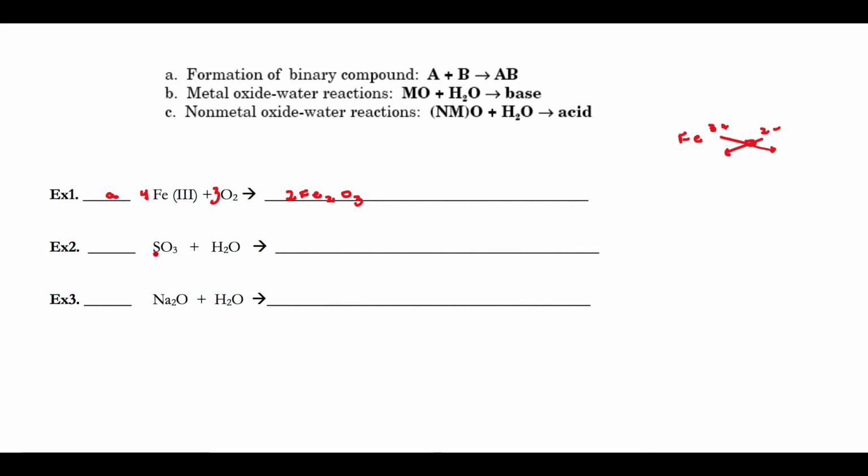For example 2, notice I've got sulfur and oxygen reacting with water. Sulfur here is a non-metal. So I've got a type C here. I've got a non-metal and oxygen. For this one, this is always my favorite.